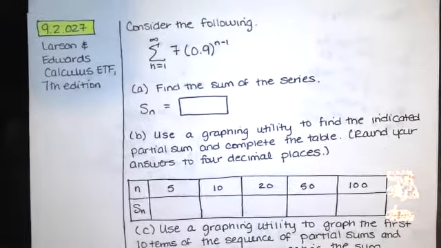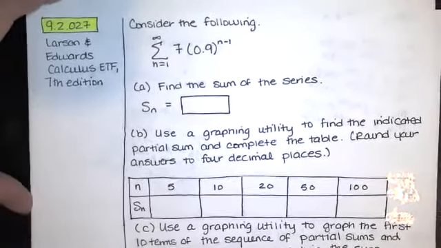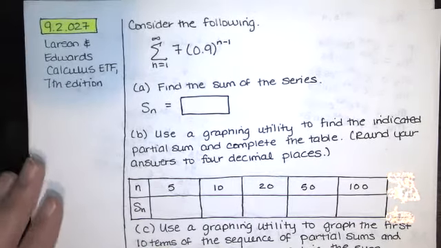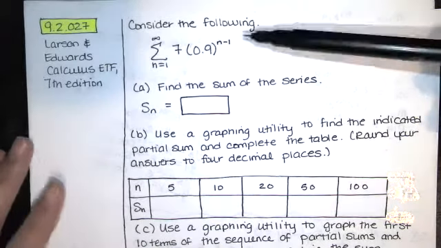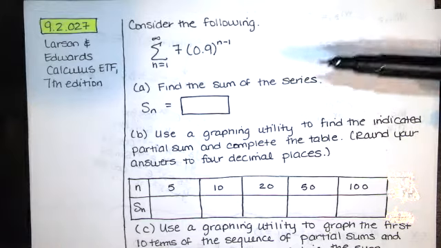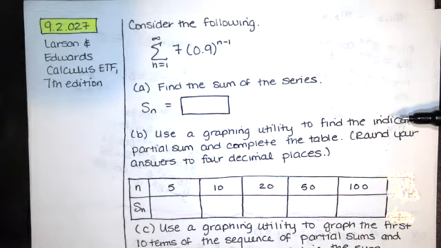In this video, we solve problem 9.2.027 from the Larson and Edwards Calculus Early Transcendental Functions text, 7th edition. First of all, we're given this geometric series and we're asked to find the sum of the series. Then we're asked to use a graphing utility to find the indicated partial sum and then complete the table. And we're asked to round our answers to 4 decimal places.